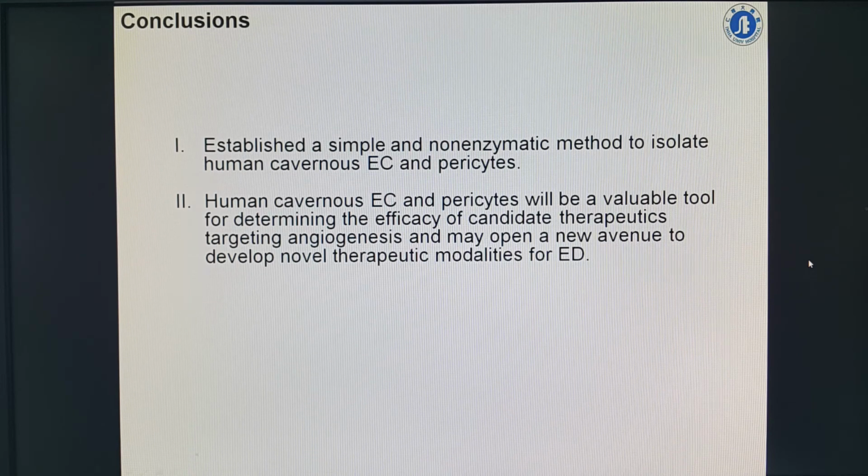In summary, we established a simple and non-enzymatic method to isolate human corpus EC and PC, and an in vitro model for diabetic ED. This will be a valuable tool for evaluating candidate therapeutics targeting angiogenesis for diabetic ED.